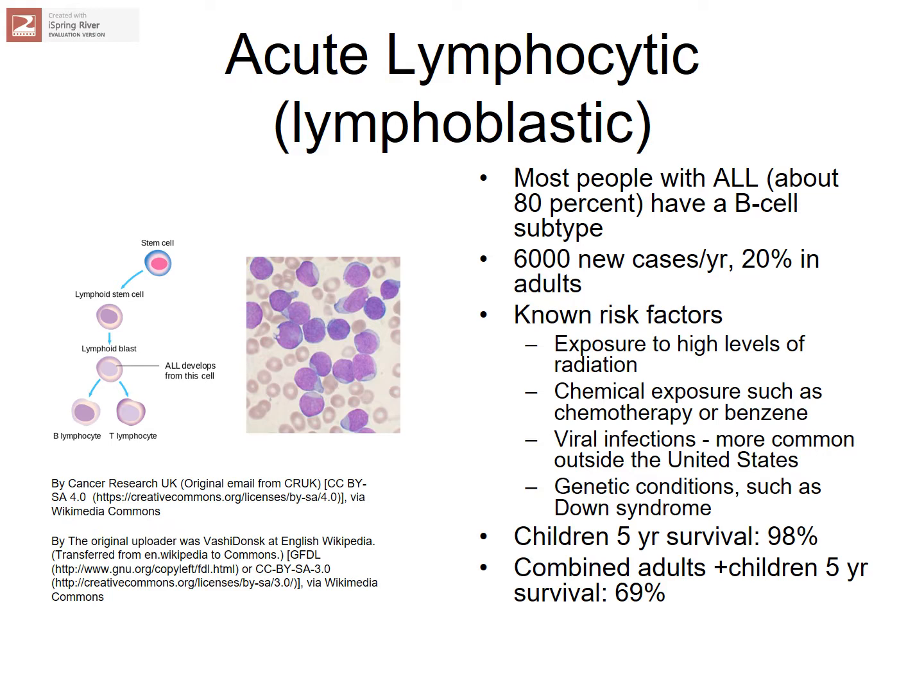In children, the 5-year survival is very good, 98%. But when we combine adults and children, the 5-year survival is 69%. And in terms of acute leukemia, this is still pretty good. ALL develops from the lymphoid blast, so one stage beyond the stem cell. And the picture on this slide shows you a peripheral smear full of baby lymphocytes, or immature lymphocytes. And you can see there's many of them, and they all look pretty much the same. So the cells are lacking differentiation. That's often a very strong indicator of a leukemic process.